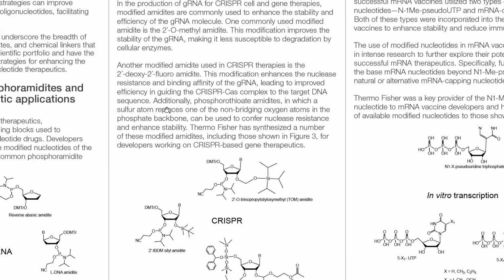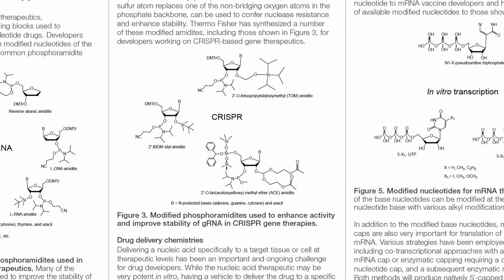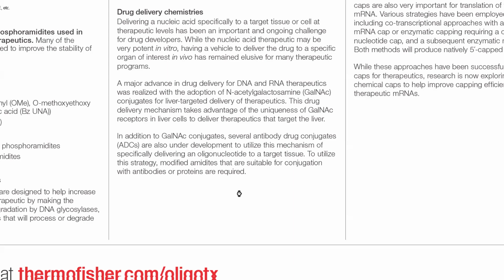Let's scroll down and now talk about CRISPR RNA. For CRISPR guide RNA, modified amidites like TOM amidites and TBDMS silyl are synthesized by Thermo Fisher Scientific. These are commonly used to enhance the stability and efficiency of guide RNA molecules. These CRISPR-modified nucleotides are visualized here in Figure 3. We're going to scroll down.